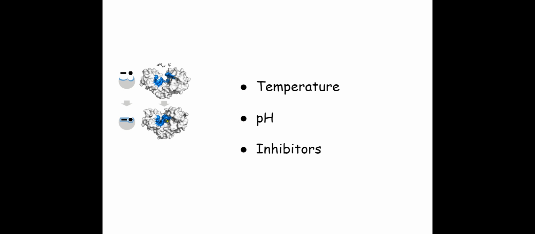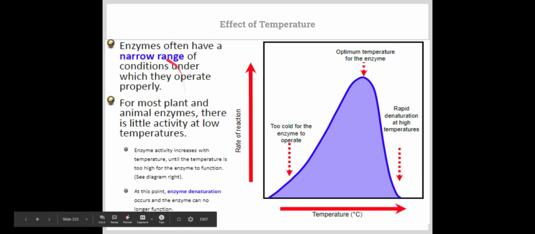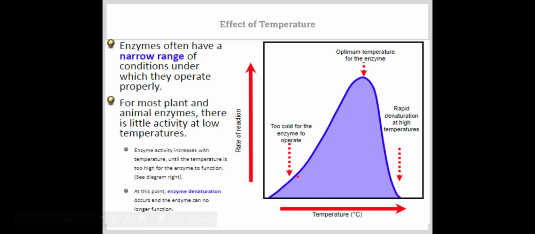So we'll start with temperature first of all. Enzymes have a narrow range of conditions under which they operate. Organisms have optimum temperatures as well, but enzymes have certain ranges in which they can function properly.